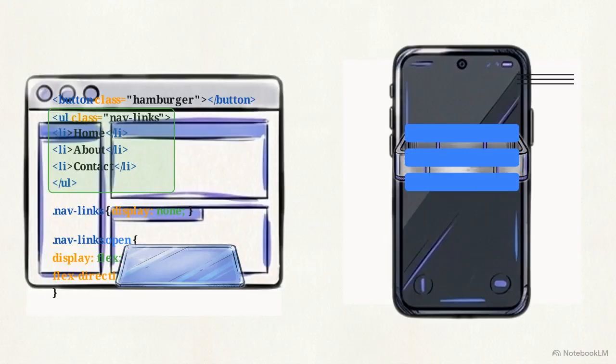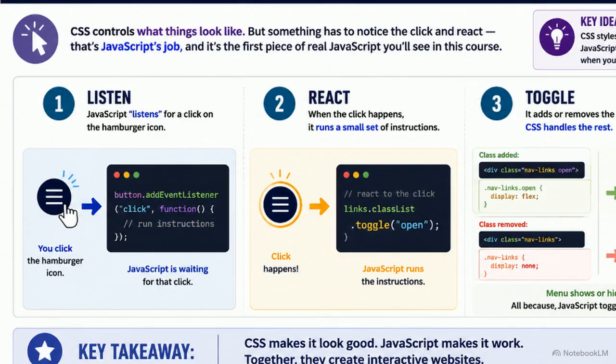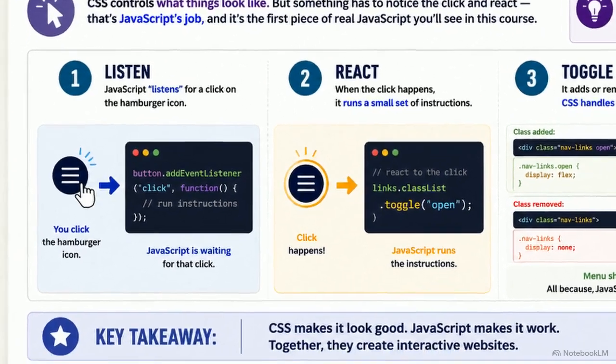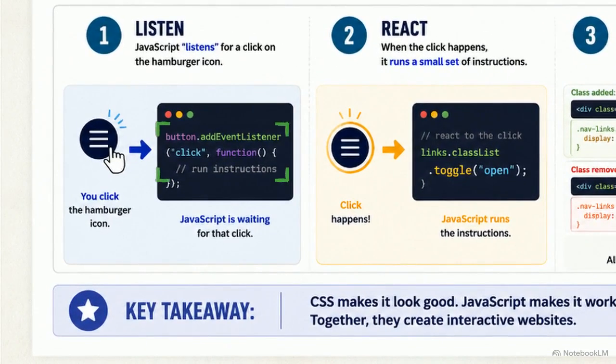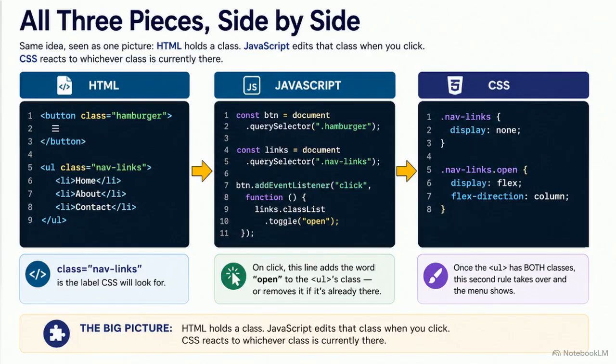This diagram illustrates the missing piece. CSS cannot detect a user's physical tap on the screen. To make the button actually work, you need a JavaScript file to actively listen for that interaction. This breakdown maps the exact flow between the three languages. The HTML provides the structure, the JavaScript listens for the click, and the CSS handles the visual change.